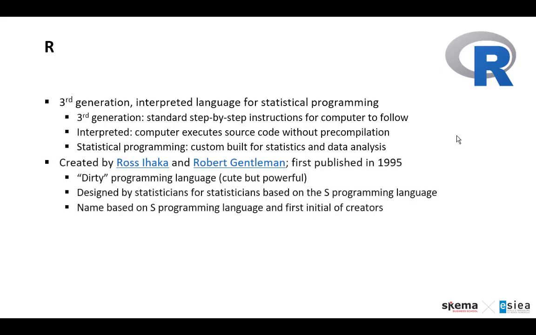And it was created by two statisticians named Ross Ihaka and Robert Gentleman. It was first published in 1995, so about the same age as Python.